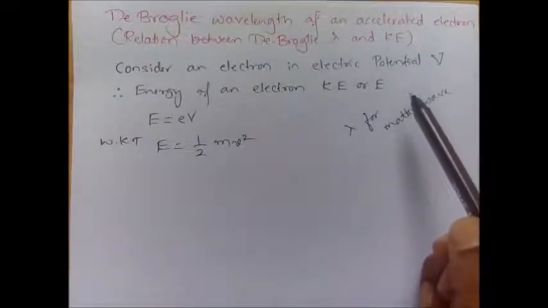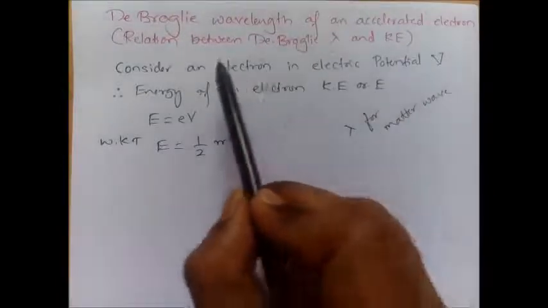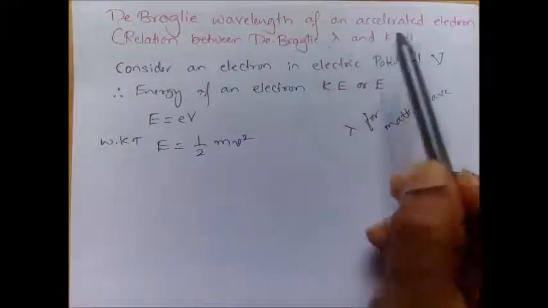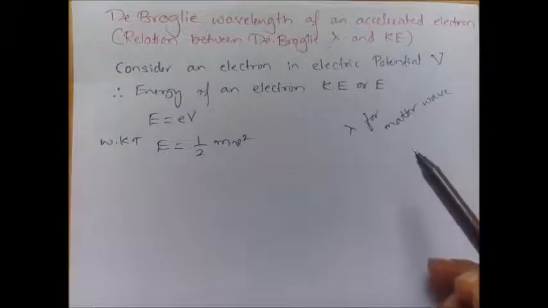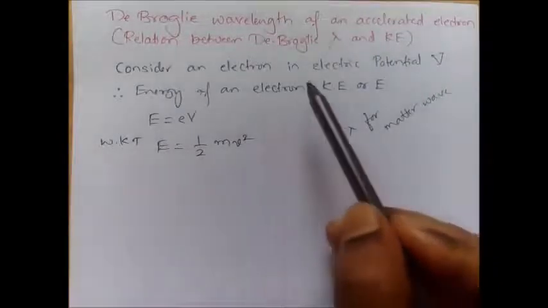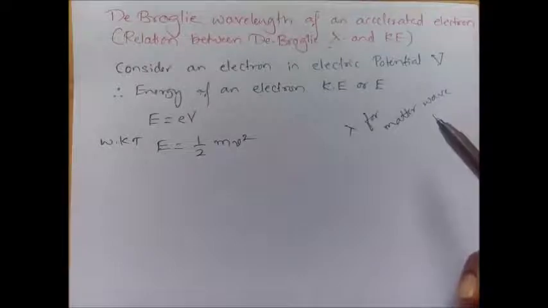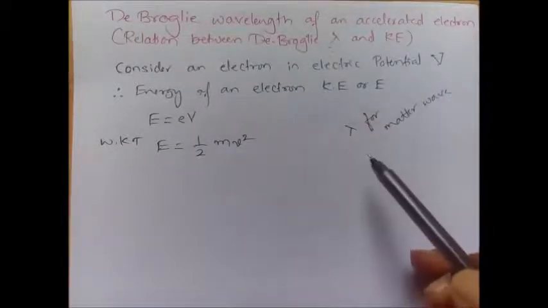What is the aim of this derivation? The aim is to find out the relation between lambda, that is the de Broglie wavelength, and the kinetic energy of that particular electron. So that electron is considered in accelerated potential, where capital V is the potential. When it is accelerated, it gets the velocity, small v, and it gets the kinetic energy.